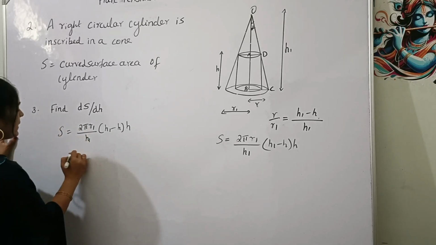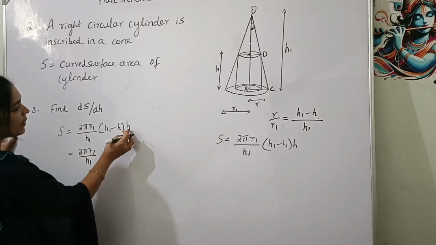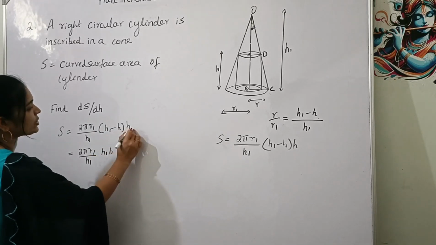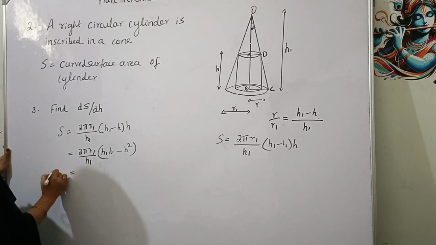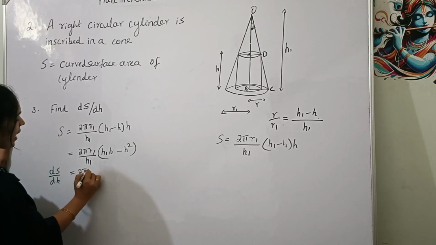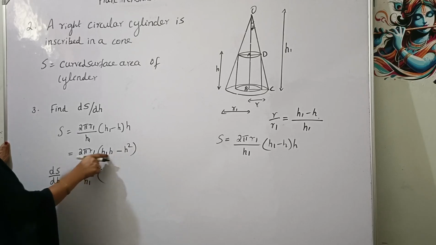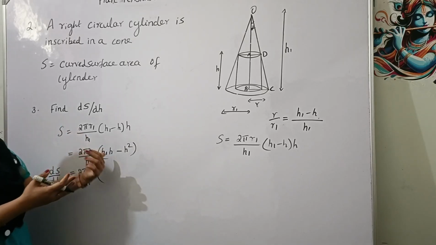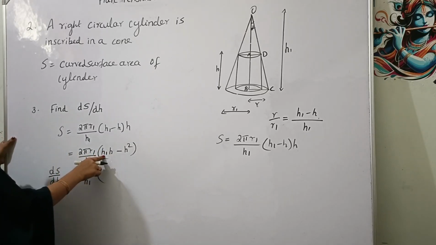So now let's write this as 2 pi R1 divided by H1, multiplied by H1 into H minus H into H, H square. So it is constant, right? dS by dH, so constant 2 pi R1 divided by H1 into the derivative of H1 into H. H1 is constant, right? So the derivative of this term with respect to H is H1.